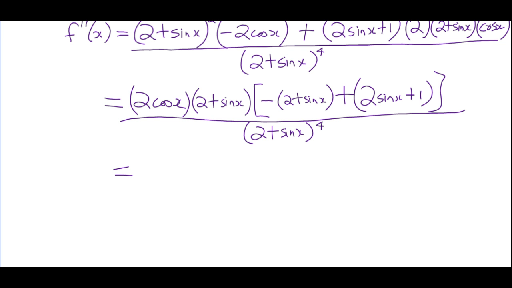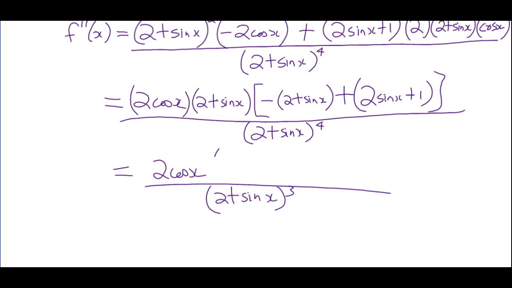But we know in doing second derivatives with the quotient rule, stuff's going to cancel out. This is going to take the fourth power down to a third power. So let's just start with the 2 cos x. Let's go with the 2 plus sine x cubed. And let's see what we get here. So I get negative 2 plus sine x, or minus sine x, plus 2 sine x. So I've got a minus sine x plus 2 sine x will be plus 1 sine x, so sine x. And I've got negative 2 plus 1, which is negative 1. So I get a sine x minus 1.